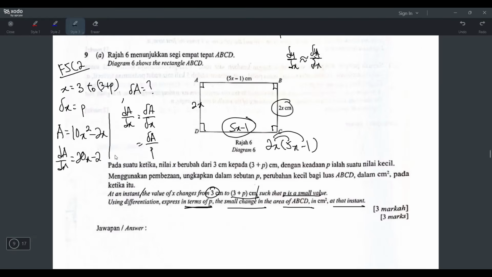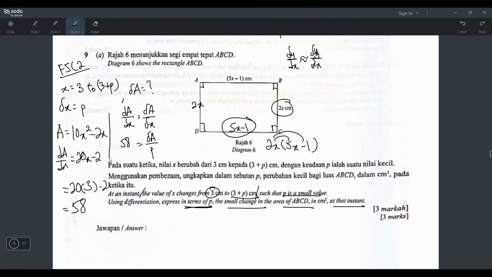Don't write it first. You substitute with the x first, and the x, you substitute with the original value, or you can say the old value. Always the old value. If you want to know which one is the old value, you look at what they say 'from'. If it says from 3, then 3 is the old value. Okay, 20 times 3 is 60, minus 2 is 58. And then the 58 goes here.